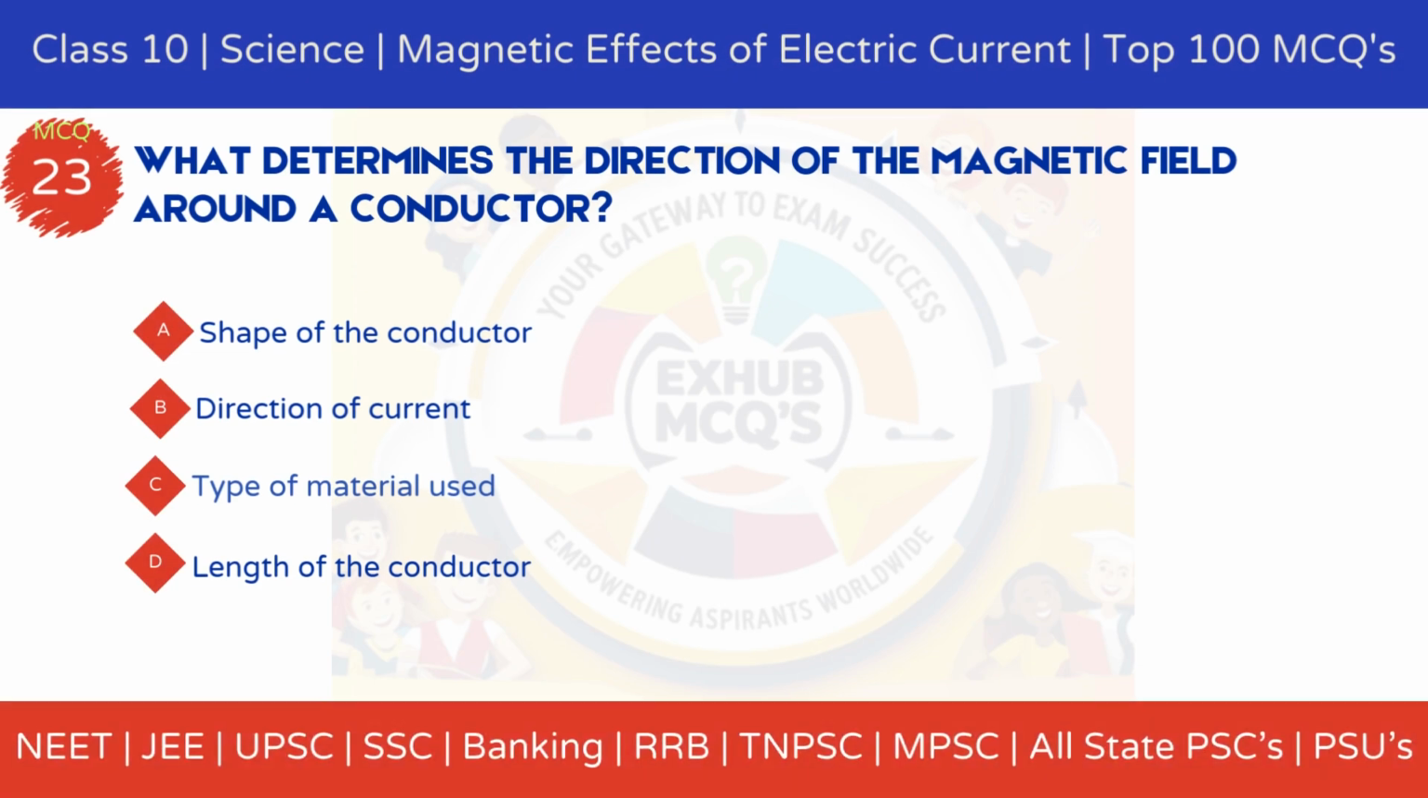MCQ 23. What is the direction of the magnetic field inside a bar magnet? Option A, from North Pole to South Pole. Option B, from South Pole to North Pole. Option C, circular motion around the magnet. Option D, randomly oriented.